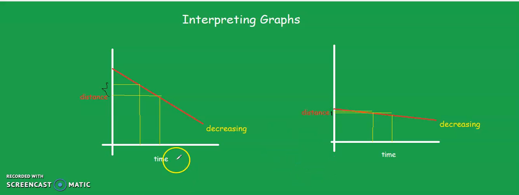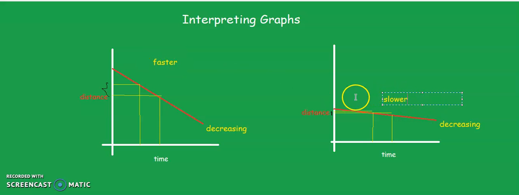So what can we say about the difference between these two? Well, this one is decreasing faster, and this one is slower, decreasing slower. So the steepness of the graph tells us whether it's fast or slow.